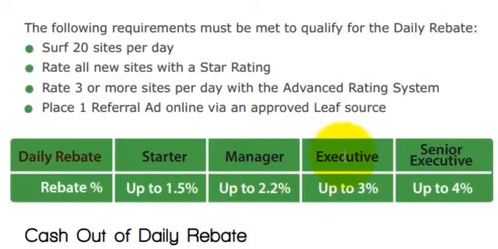If you are an executive, you can have up to 3% on the daily rebate. And if you're a senior executive, you can make up to 4% on the daily rebate pool. Now, there's a maximum active ad credit value of 200,000. One ad credit is equal to every dollar in advertising you spend. So if you spend $100 in advertising, you receive 100 active ad credits.